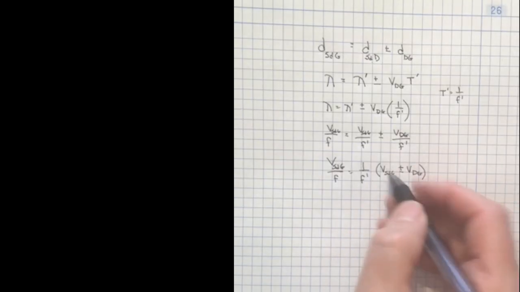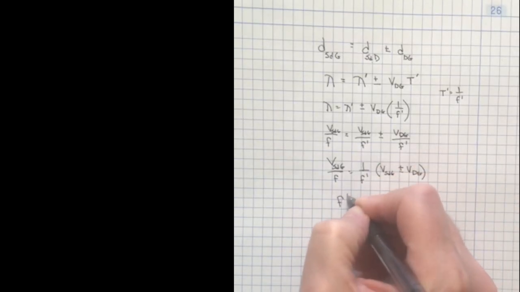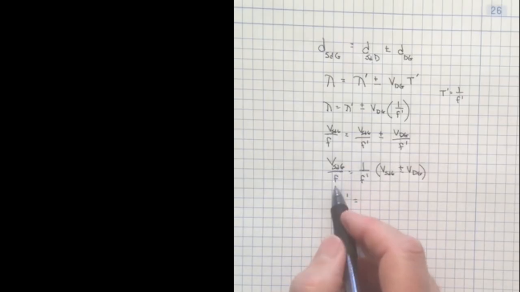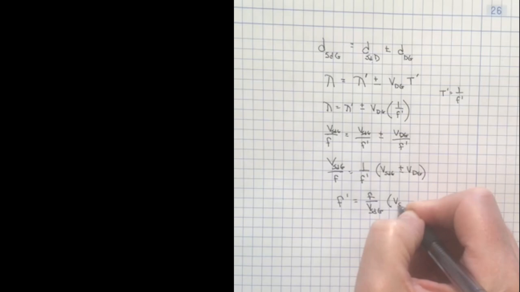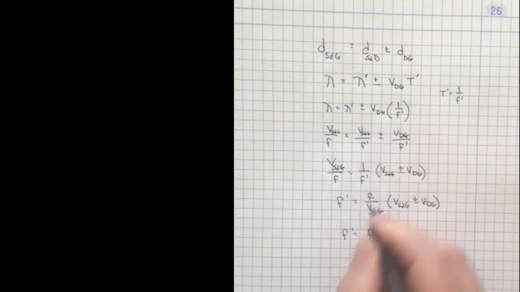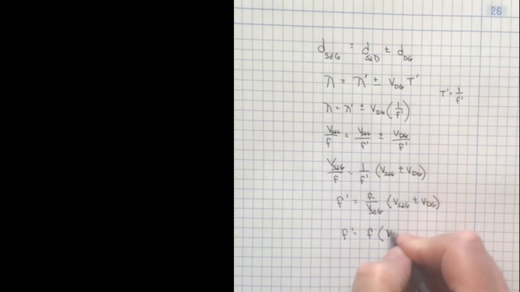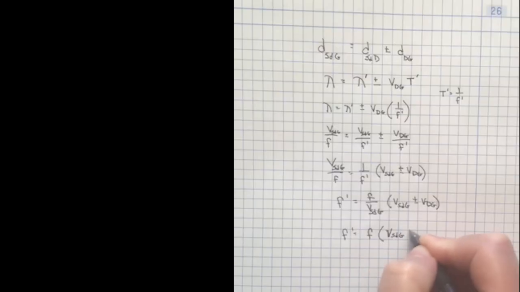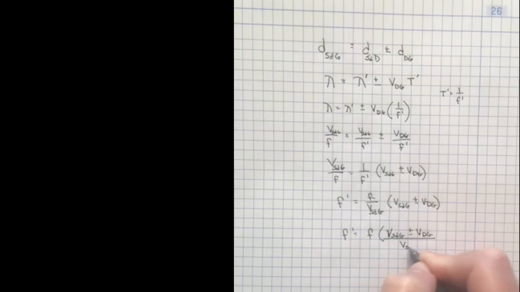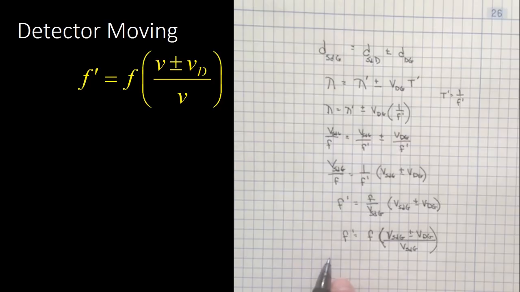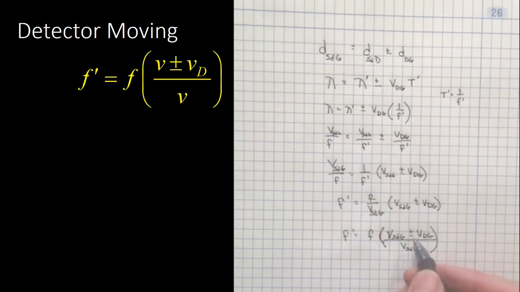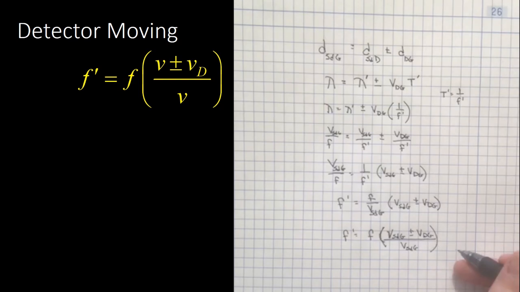So we're going to multiply both sides by f prime, multiply at the same time both sides by f over the speed of sound. Distributing through the 1 over the speed of sound, and we get the speed of sound with respect to the ground, plus or minus the detector with respect to the ground, divided by the speed of sound with respect to the ground. So again, we wind up with the same result. A little bit different in the symbols that I used. We still wind up with the Doppler effect for the detector in motion.